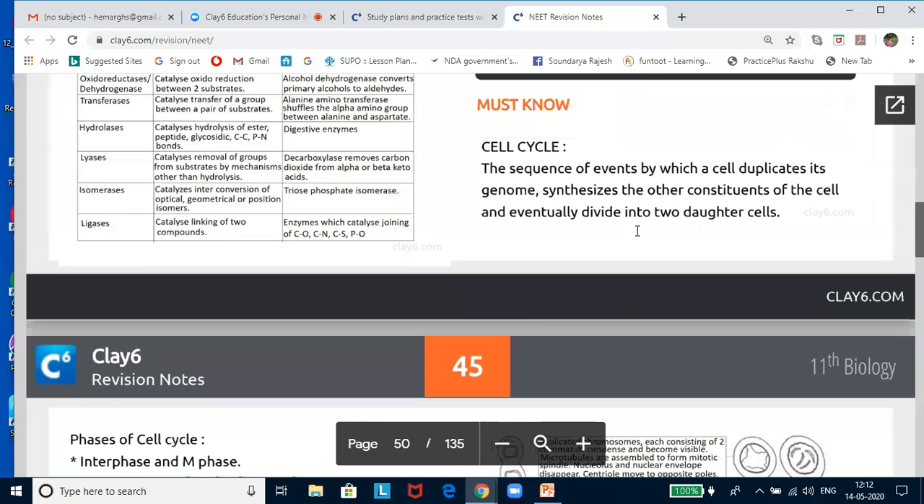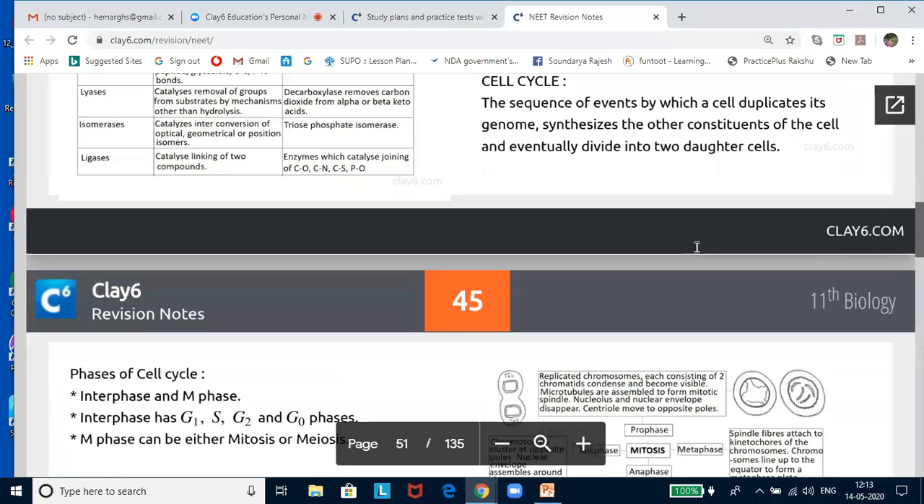So today's lesson is cell division. In cell division, first is the cell cycle. You know, most of the eukaryotic cells live according to an internal clock which proceeds through a sequence of events. And this sequence of events or phases is called a cell cycle. So you can define cell cycle as the sequence of events by which a cell duplicates its genome, synthesizes the other constituents of the cell, and eventually divides into two daughter cells.